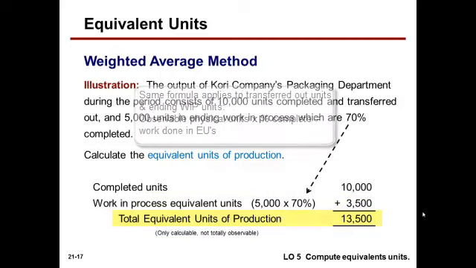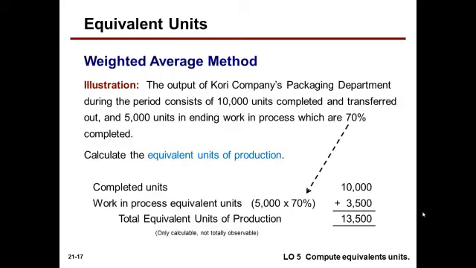These total EUs of production can only be calculated. They're not totally observable. They consist of the physical units we can observe, fully complete, but we have to calculate the amount of work done in the ending work in process units, 3,500.